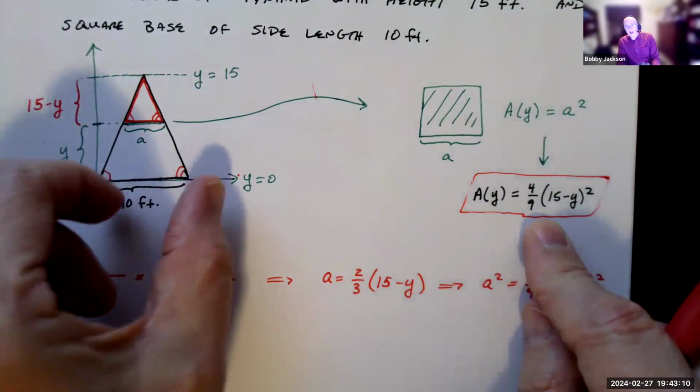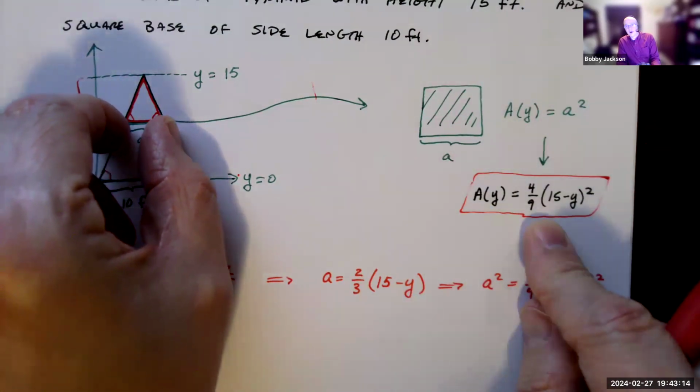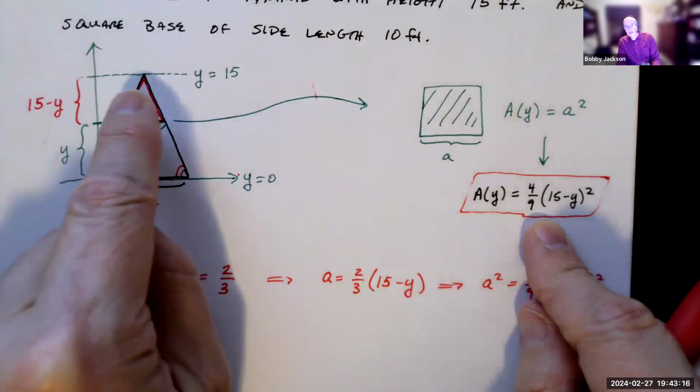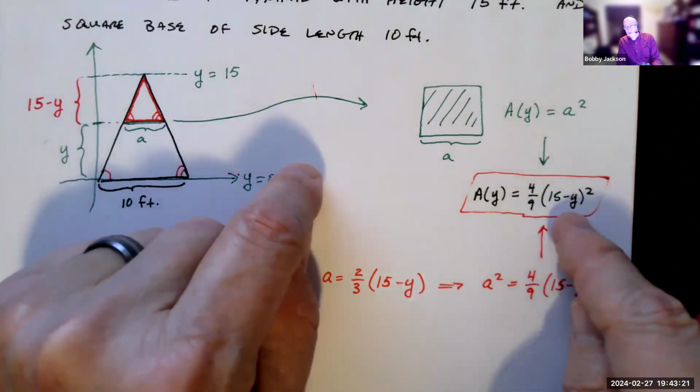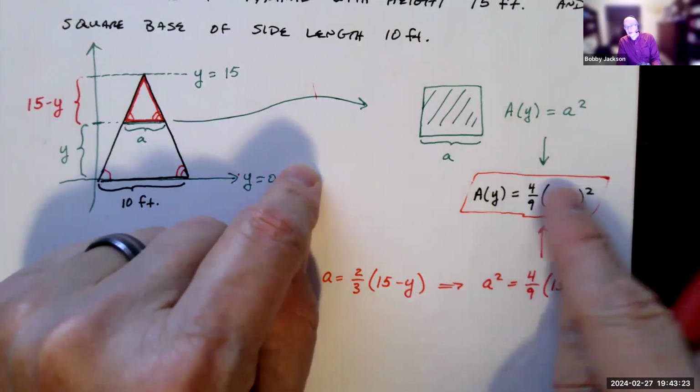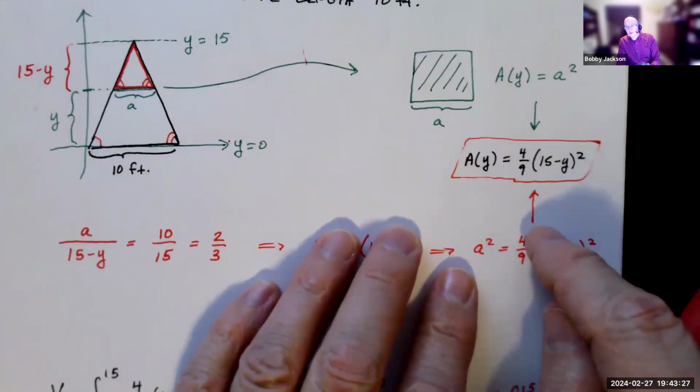And notice that those cross-sectional areas, as y gets bigger, the value of a is getting smaller and smaller. The squares are getting smaller and smaller. By the time we get to y equal 15, the area has gone to 0. And notice if I plug in 15 for y, I get 0 here as well. Okay, so that's important to confirm.